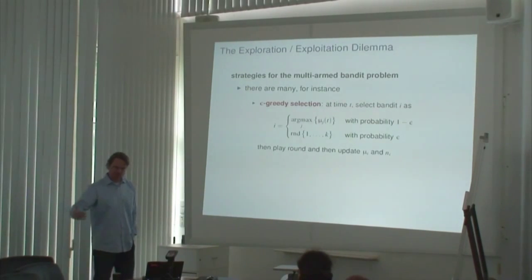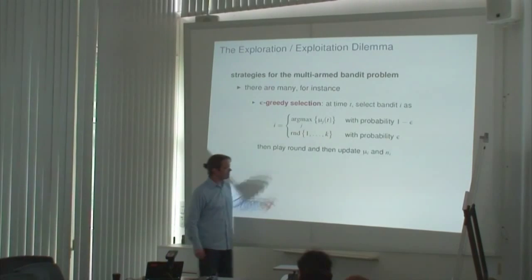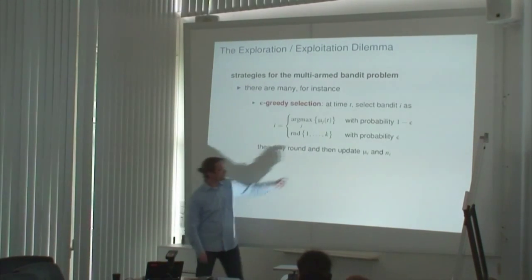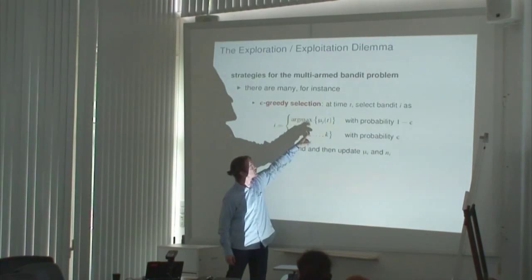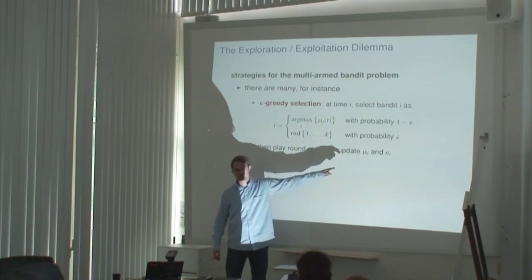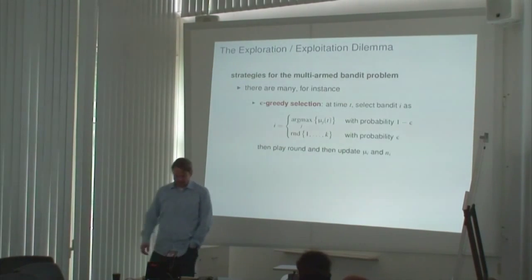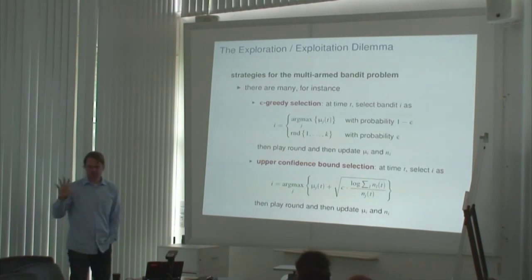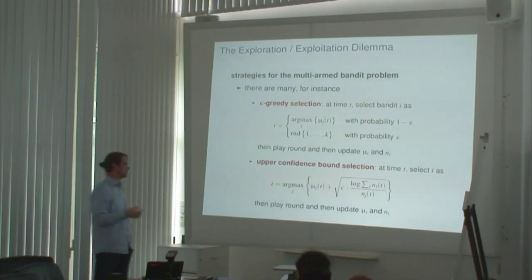Then we play the bandit, we look at the reward we achieve, and update these two parameters, mu i and n i. And of course, we need to update them because our selection in the next round depends on the updated parameters here. Okay. This is a very naive strategy. It works well, but there are better ones.